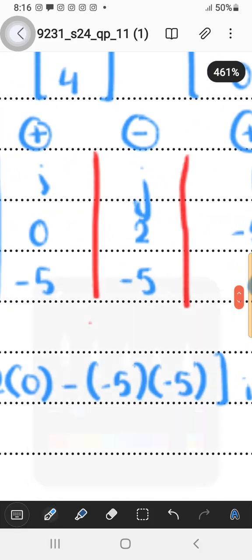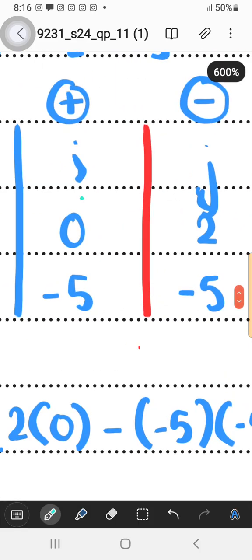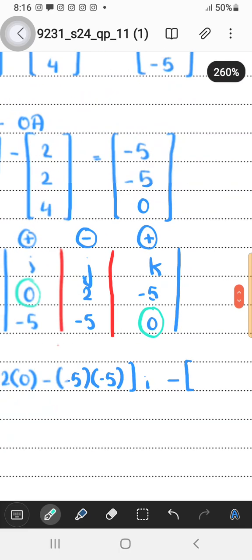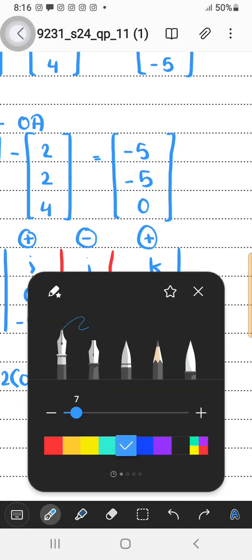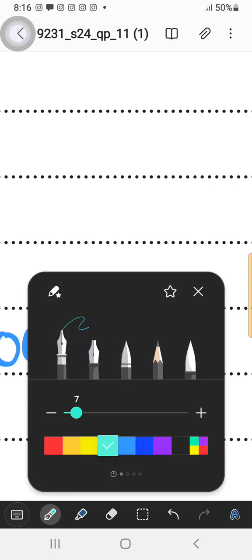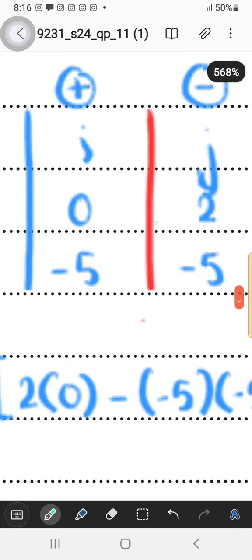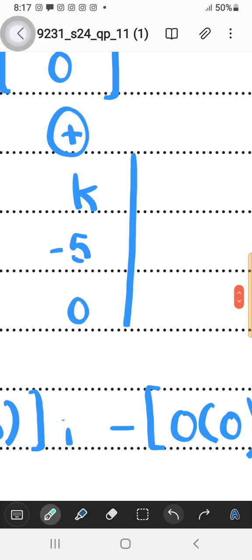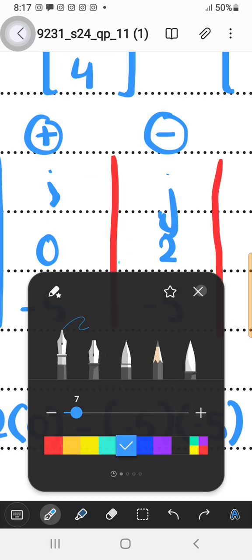Now to find out j, what we will do? We will do 0 multiply by 0. Okay, so let's do 0 multiply by 0. Let me write here 0 multiply by 0. Then I will write minus here. Then we will do minus 5 multiply by minus 5. Okay, so here is minus 5 multiply by minus 5.